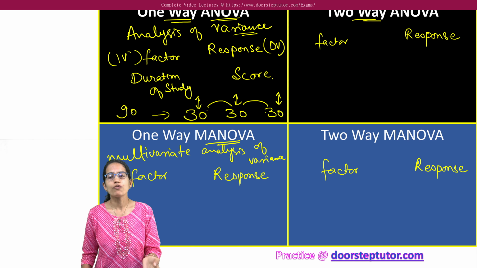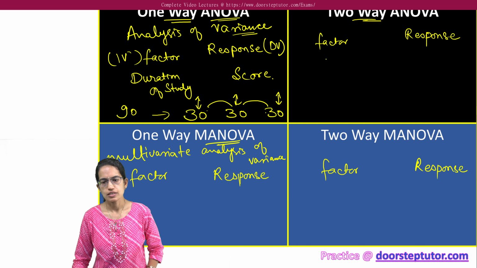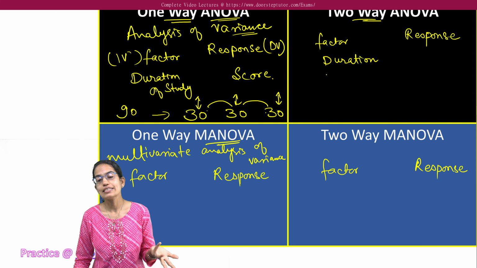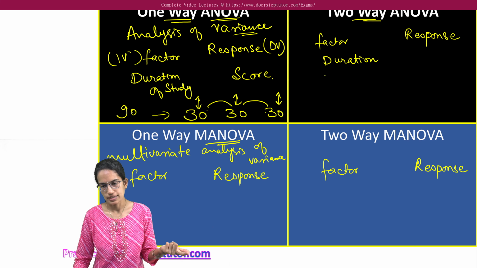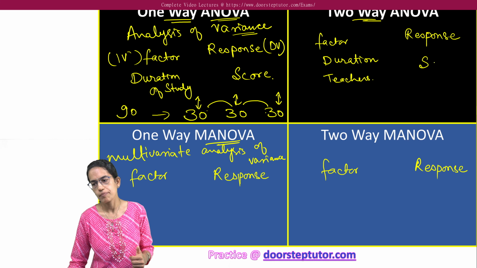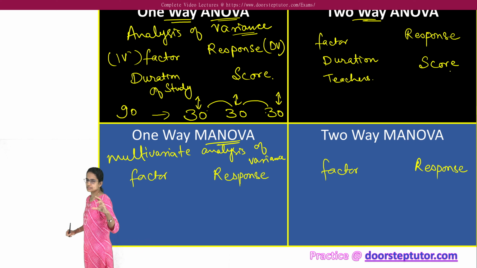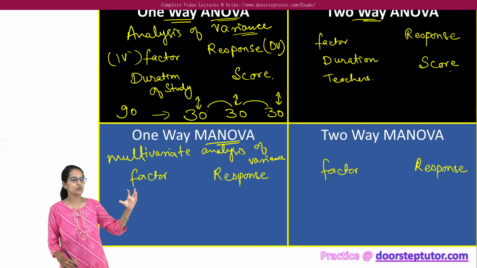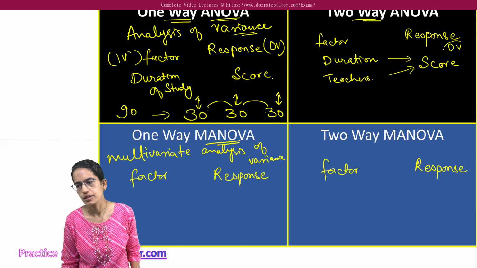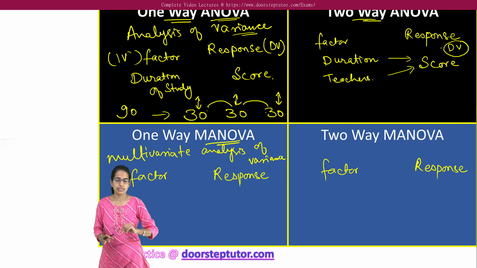Now, what would happen under two-way ANOVA? Two-way means two independent factors. One is the duration of study and the other is how a teacher teaches in a classroom. So the teacher's contribution would be another factor, and based on that, what is the score? So here I am taking two factors into account and the effect of those two factors on the response, or the dependent variable. So this is ANOVA, which we have already covered in our previous sessions as well.